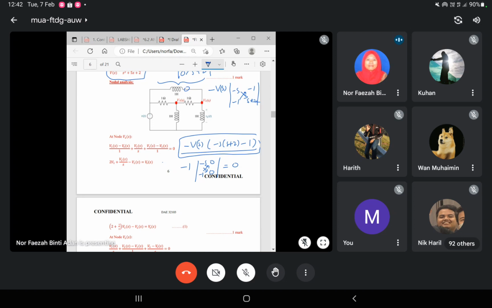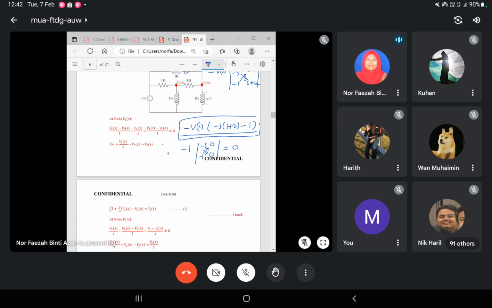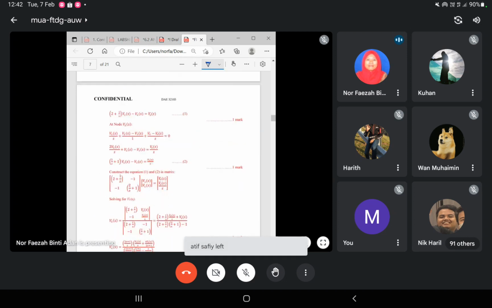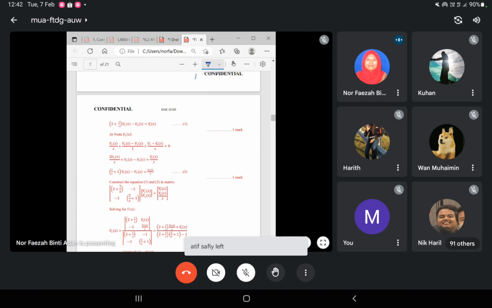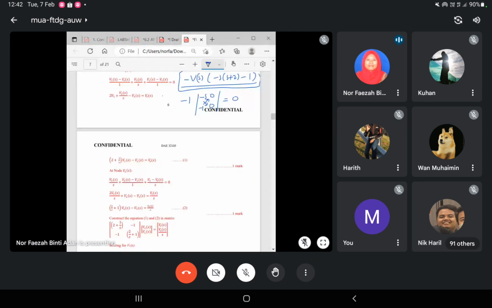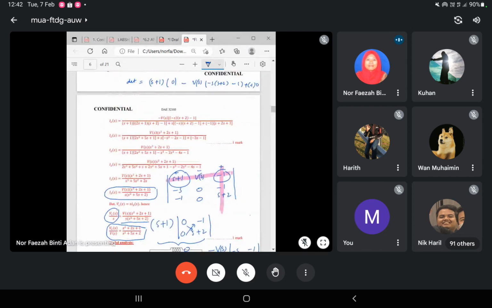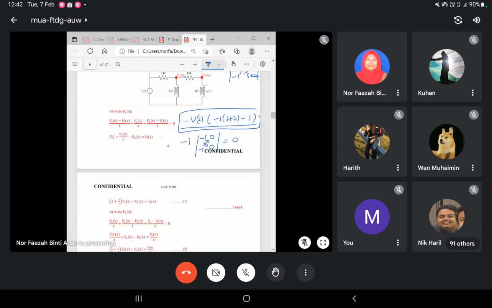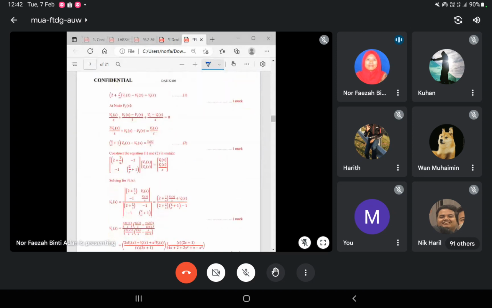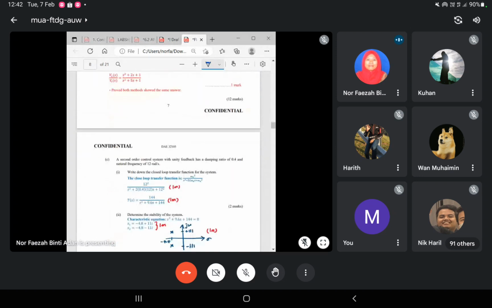Kalau 3x3, kalau 3 loops ni kalau dia tak cakap suruh guna method apa, saya akan guna node analysis, sebab node analysis ni dia akan jadi 2x2 matrix, lebih mudah untuk you solve. Tapi kalau dia suruh you guna mesh analysis, you tak ada pilihan lah. Kena buat yang mesh analysis. Okay. So 3 loops ni dia panjang sikit lah untuk mesh analysis sebab dia produce 3x3 matrix.